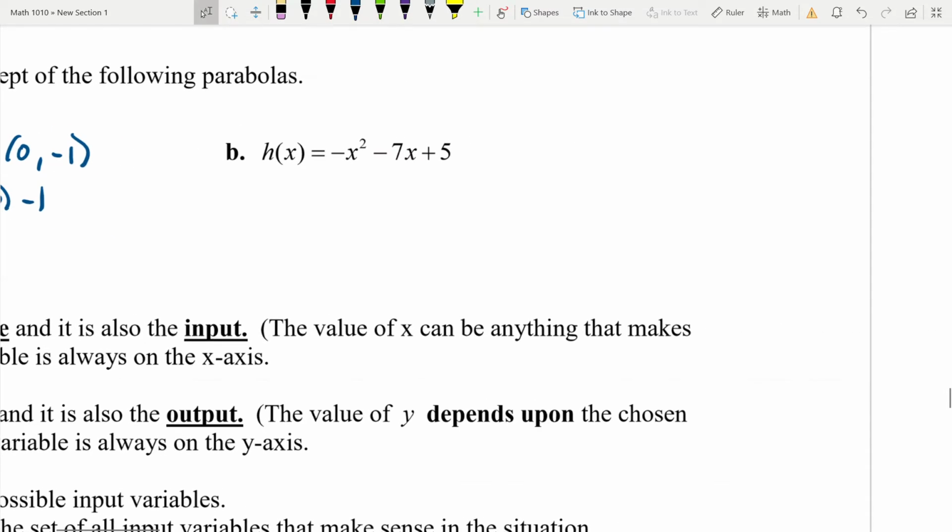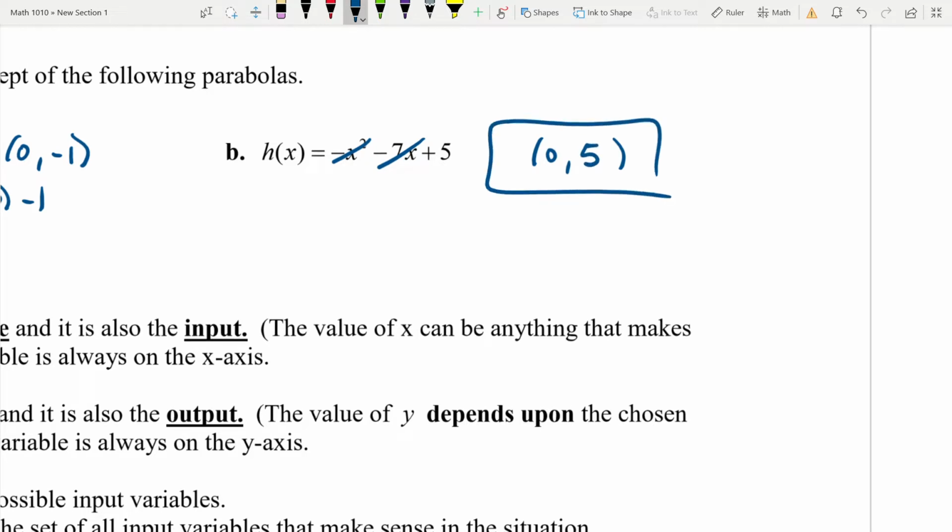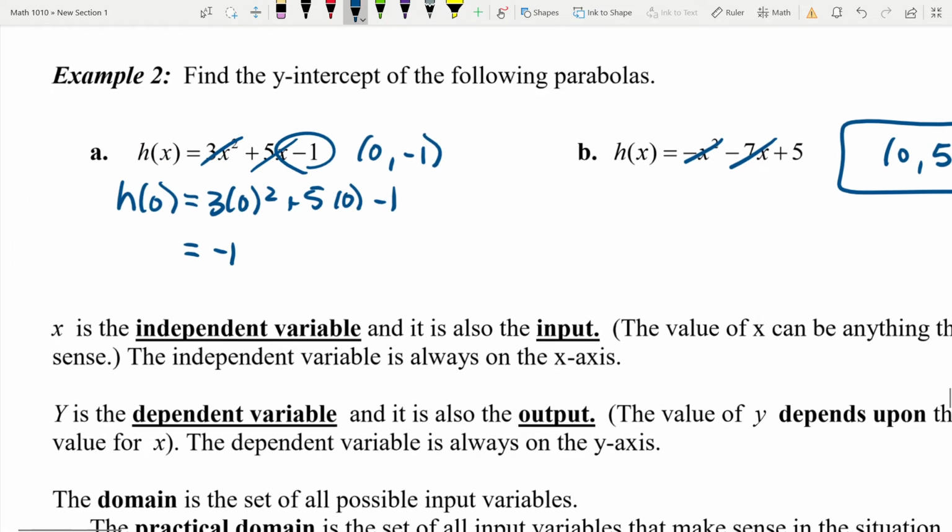Okay, so this one right here, find the y-intercept. So I'm going to let x be a 0. If x is a 0, this becomes a 0, and this becomes a 0, and my answer is what, everybody? 5. That's it. That's all we have to do. Okay? All right. A little bit of review.